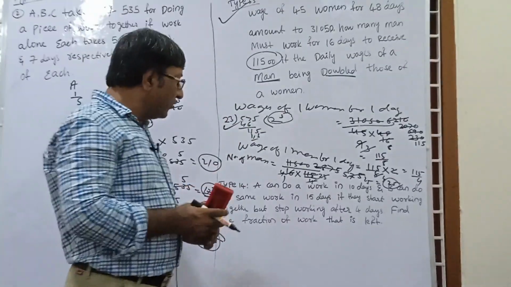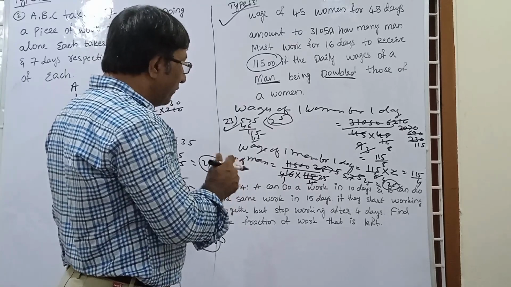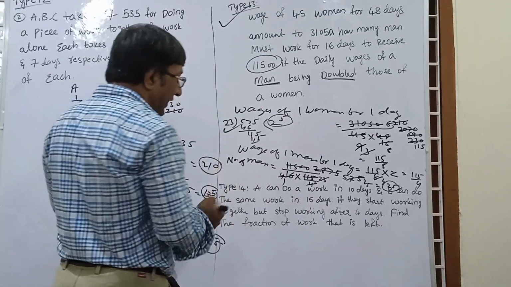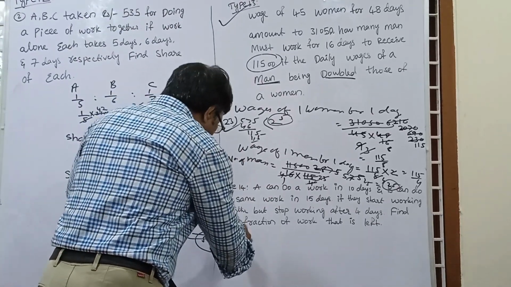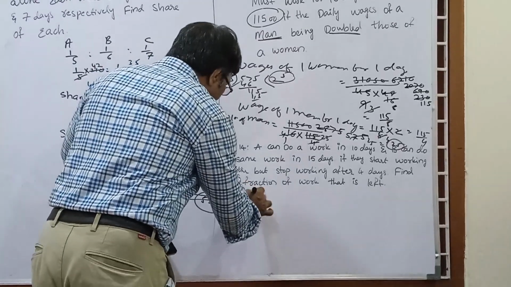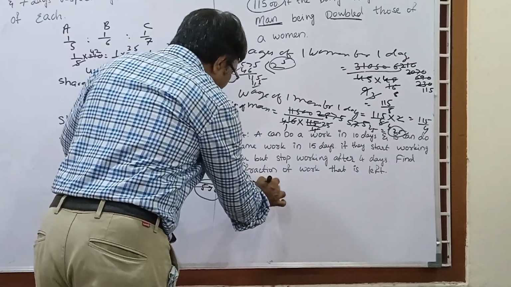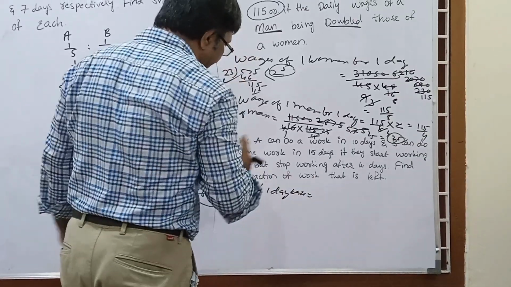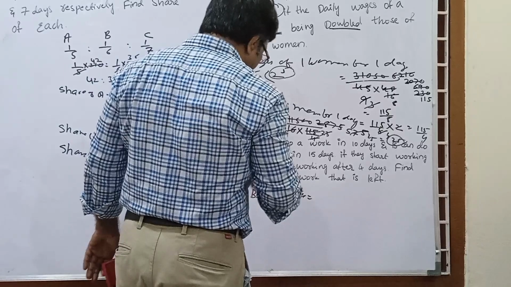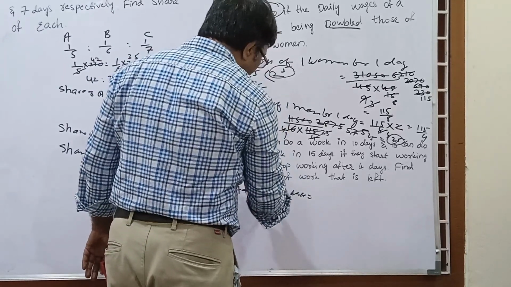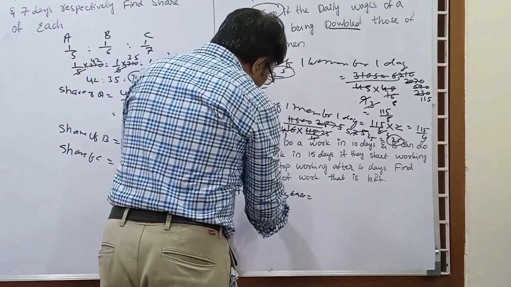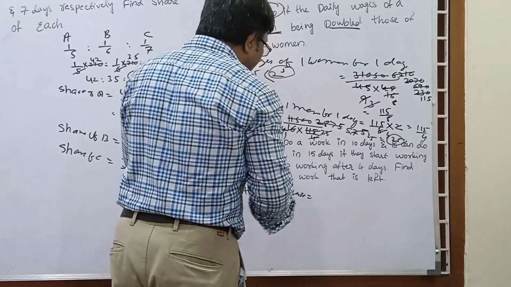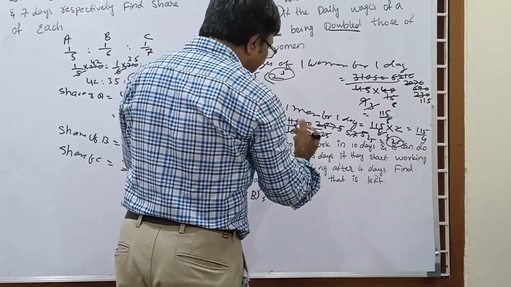So what is the question? First you find the 4-day work. So we have a technique. A plus B's 1-day work. We have already explained the technique of this in type number 1 and 2. A plus B's 1-day work. So A plus B's 1-day work equals how much? That is the sum of days by the product of days.